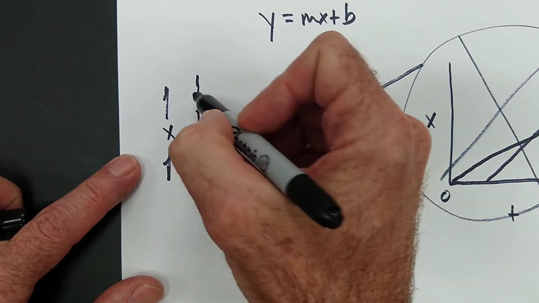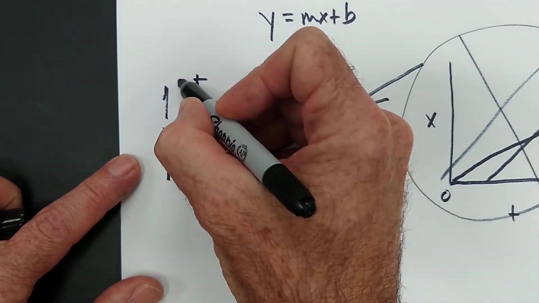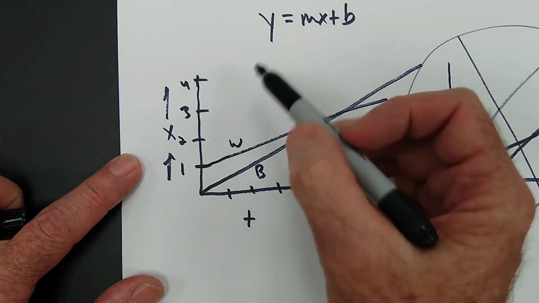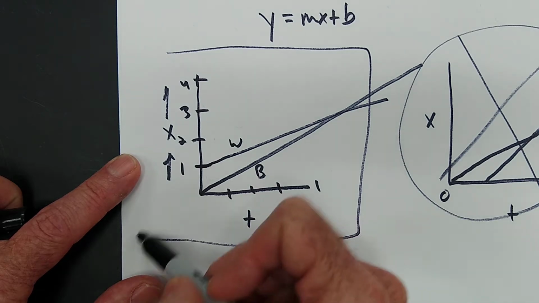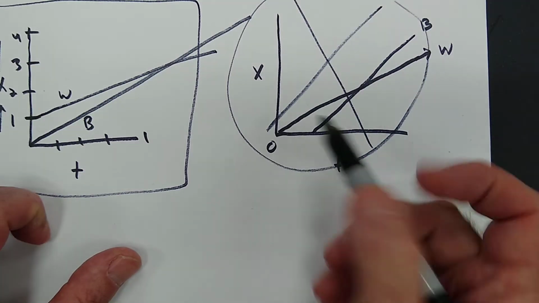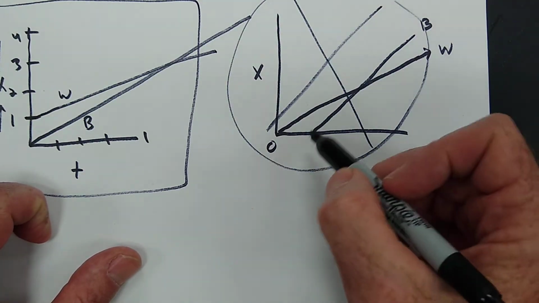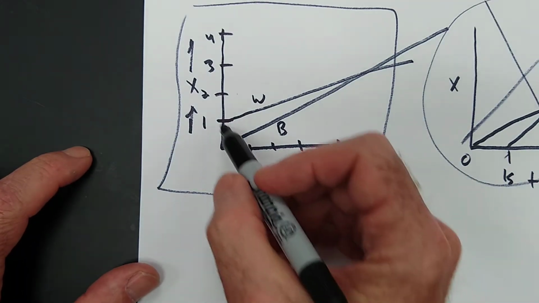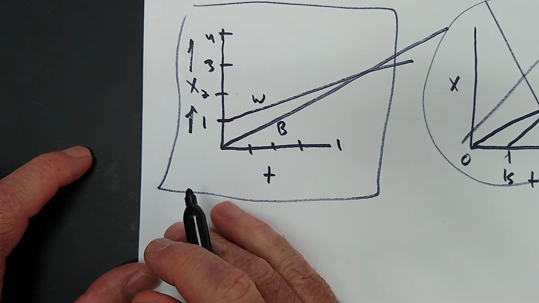So if these are meters here, 1, 2, 3, 4, and this is time going by, we understand that this is what our graph is going to look like. It's not going to look like this. This graph is a car that starts 1 second later. This graph is a car that has a 1 meter head start. See the difference?